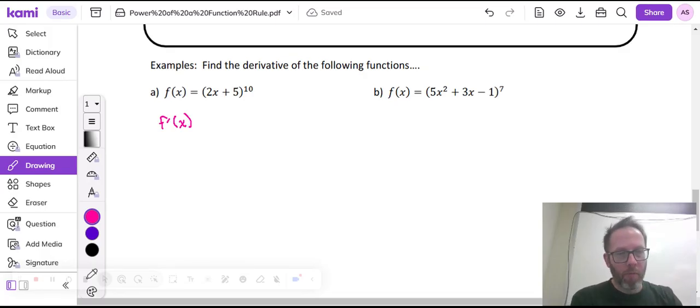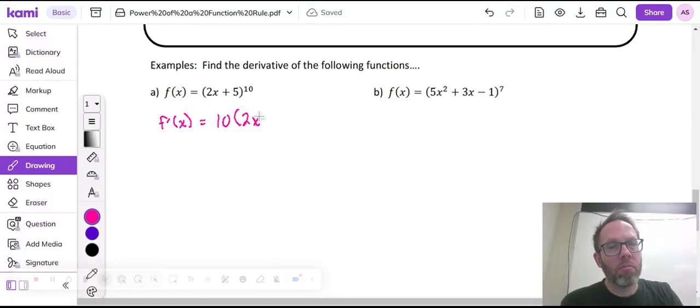All right, and we're back. So I'm going to play catch-up here. Let's see how you guys did. So the rule says, bring down the 10. Leave the inside alone, 2x plus 5. Take 1 off the exponent, 9. So just like our power rule, this time the power of a function rule says you have to multiply by the derivative of what's on the inside, which is just 2. Did you guys get that as well, hopefully? Now, this one is pretty easy to clean up. 2 times 10 is 20.